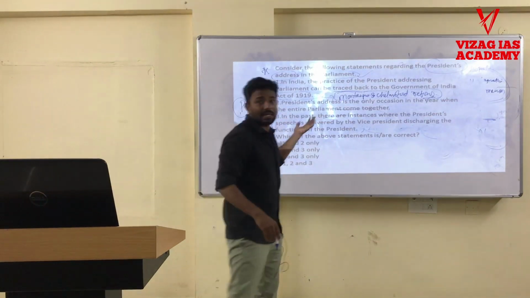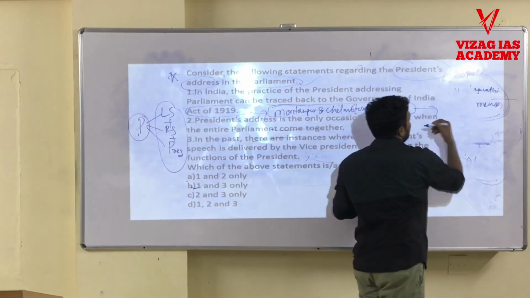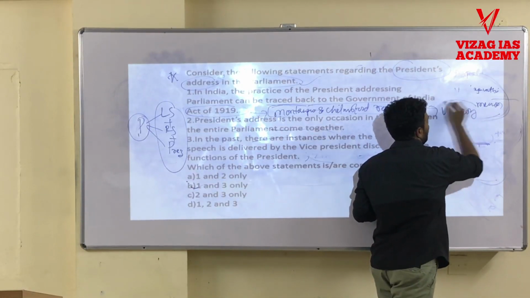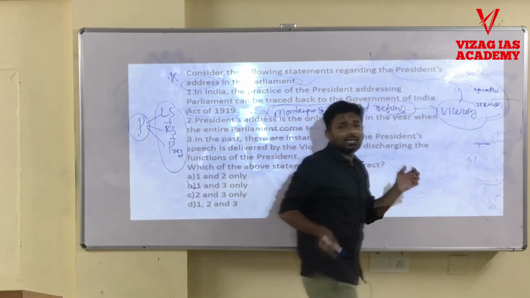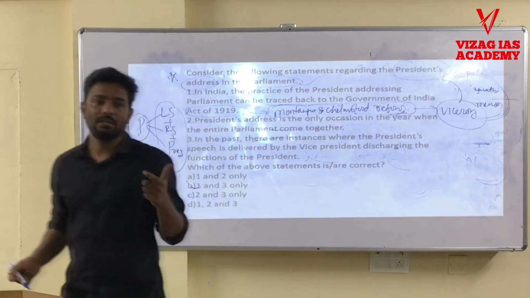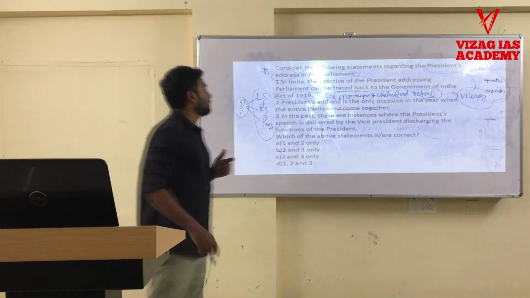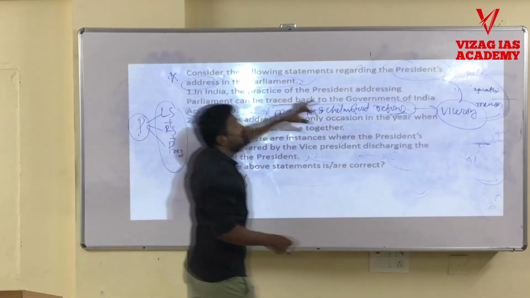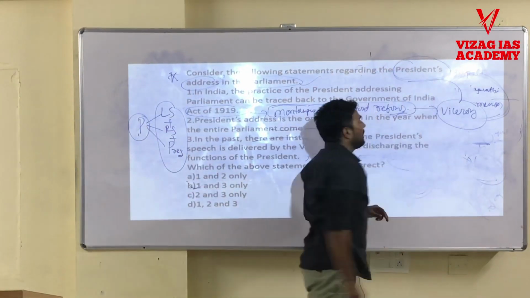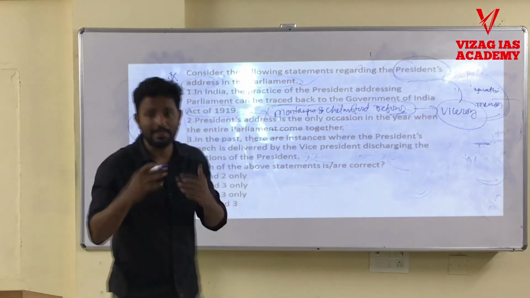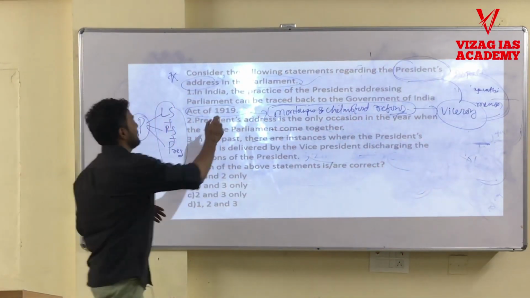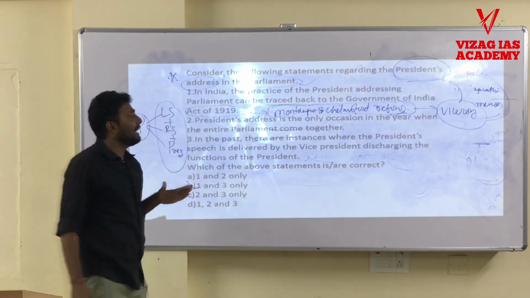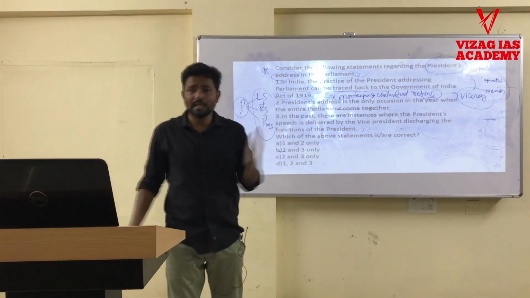The Governor General, or Viceroy, used to address the Central Legislative Council, the Central Legislative Assembly. This particular precedence, this concept of the head addressing either one house or both houses of the parliament, began in 1919, and from there on it has been continuing.